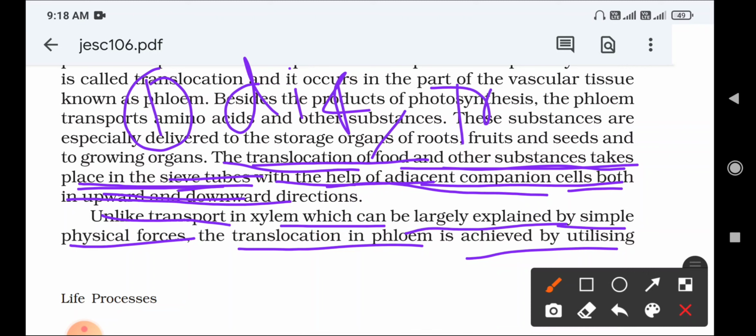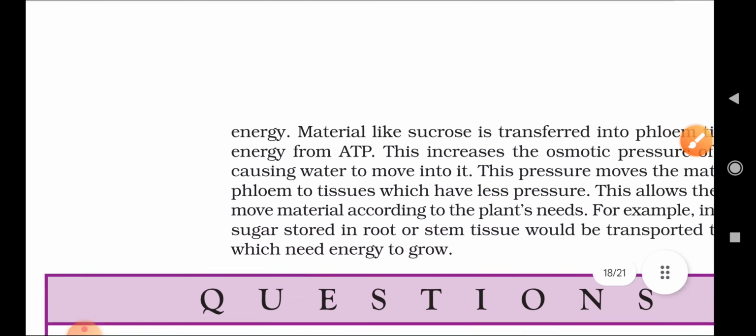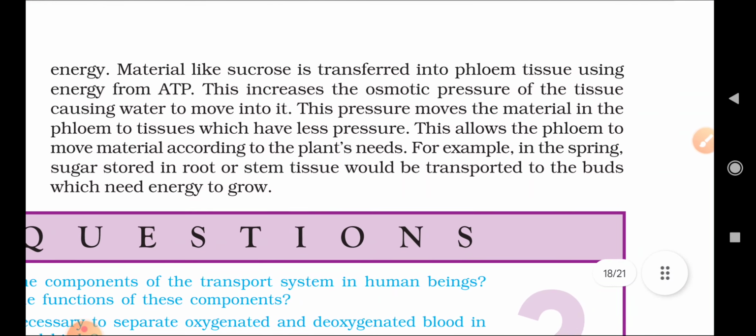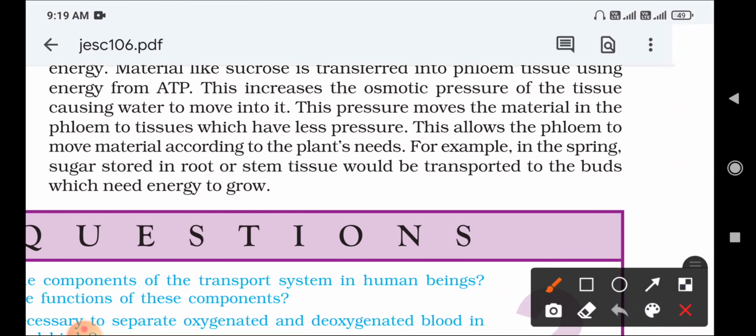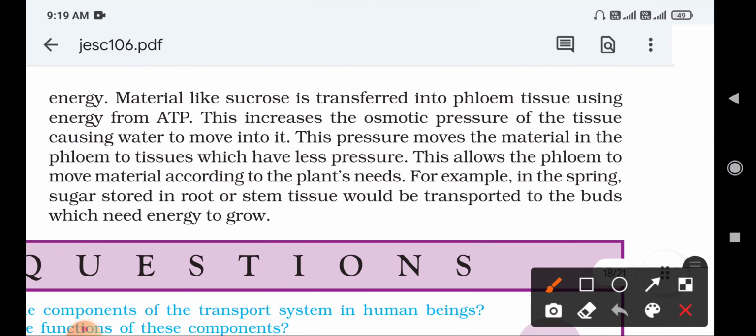But instead of using a physical force, phloem uses energy to transport the food particles. Here, material like sucrose is transferred into the phloem tissue using energy from ATP. The sucrose is transferred into the phloem tissue using energy from ATP.